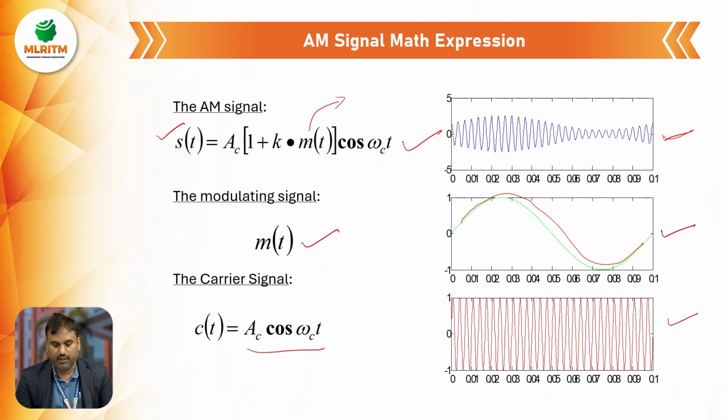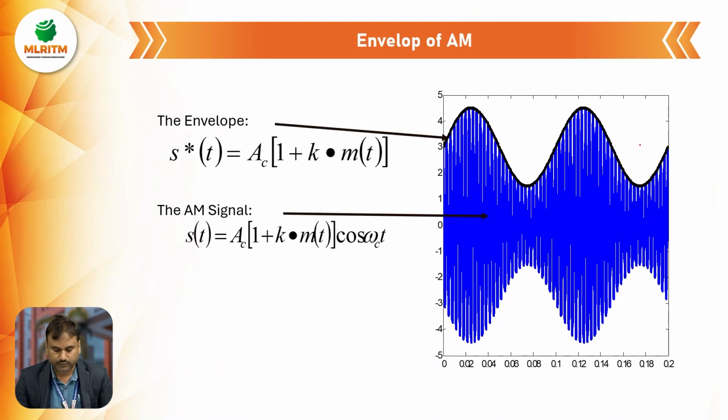Here we are seeing the carrier signal mathematical expression and waveform, the modulating signal mathematical notation and waveform, and the mathematical expression for the AM signal in the multitone case and also its waveform. Here S of t is nothing but the modulated signal, the AM signal. Here we can see how the carrier is varying, the envelope of AM.